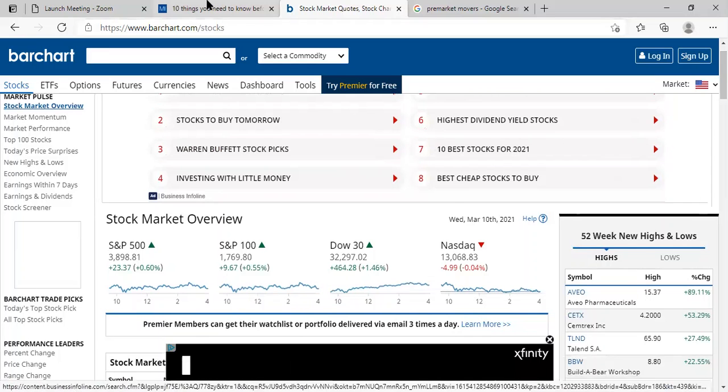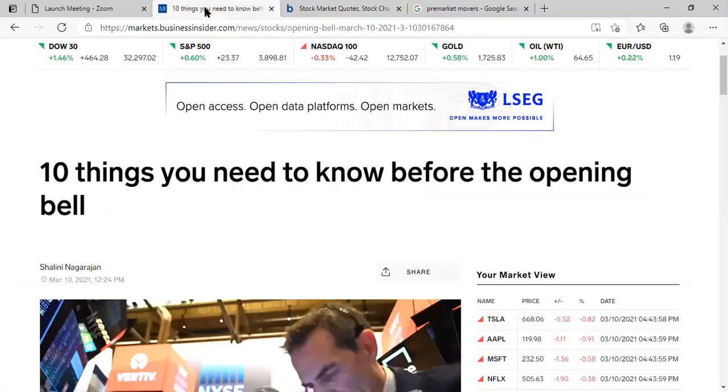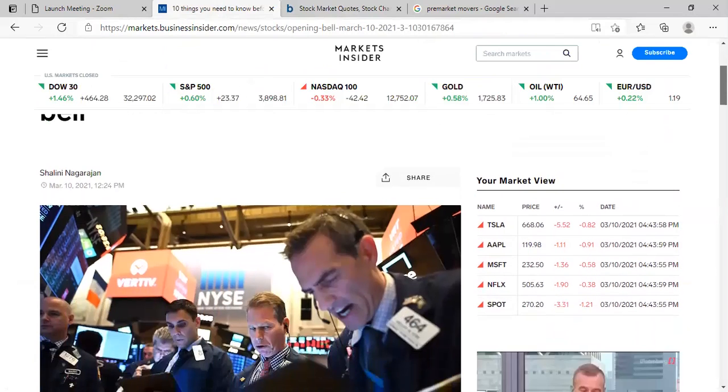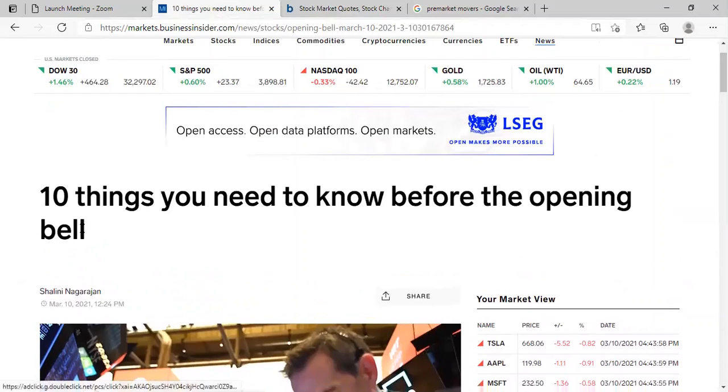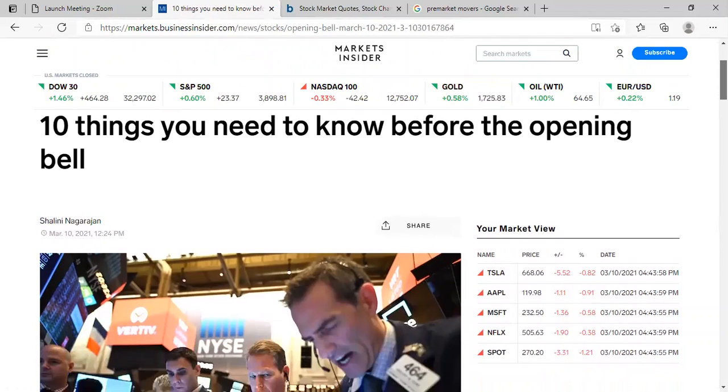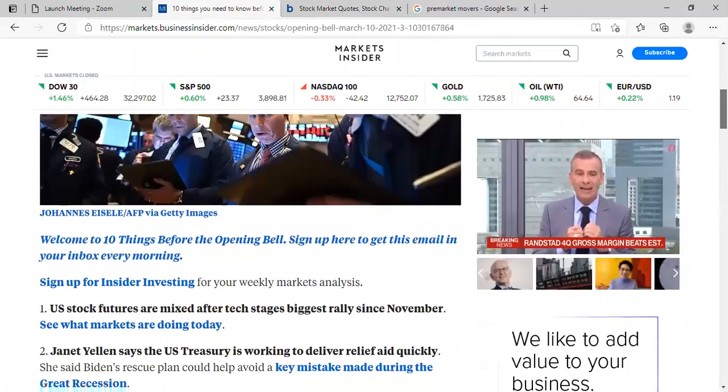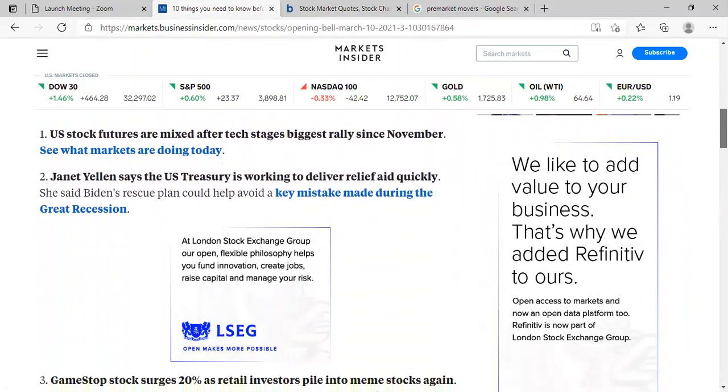And then, I probably want to take a look at what's going on in the news for that day, because the news is going to affect the market for that day. So one of the great tools that you can use is "10 things you need to know before the opening bell." This is on Business Insider. You can also just type this phrase, 10 things you need to know before the opening bell, into Google, and this will pull up some different websites like NBC and Yahoo Finance. And then you just go check them out. You just go see what's going on for the day.